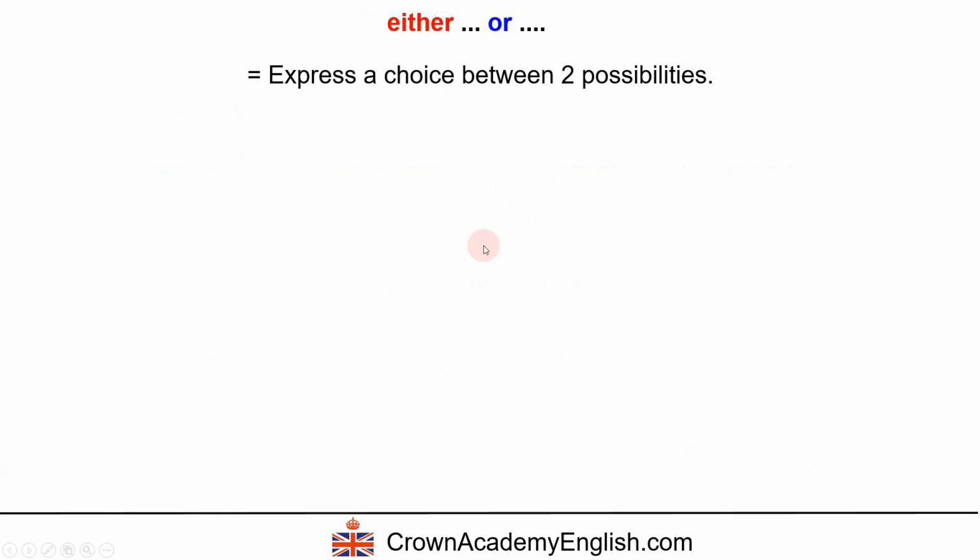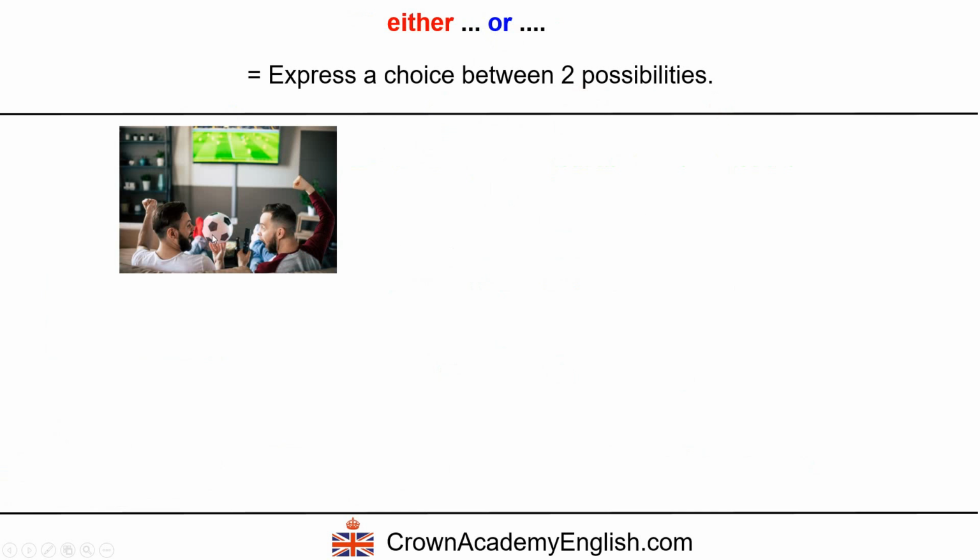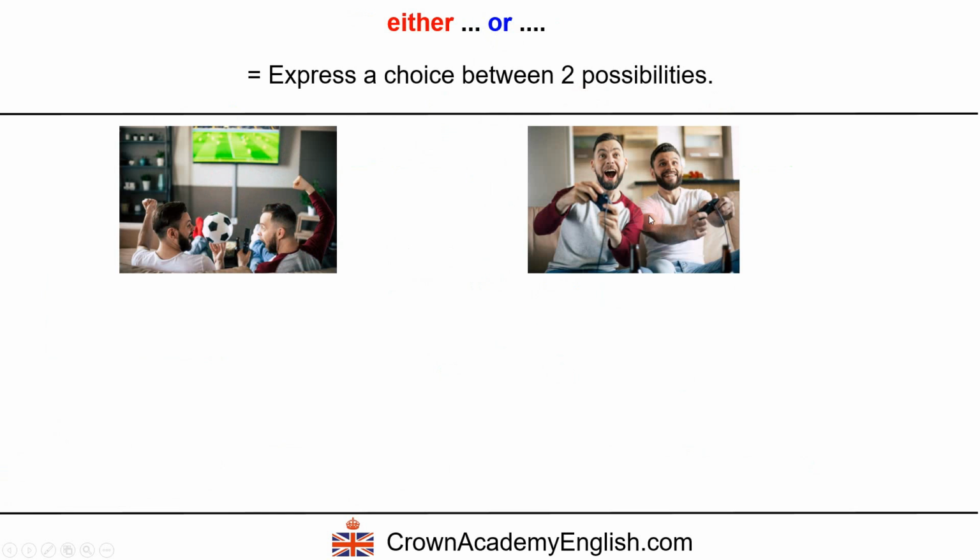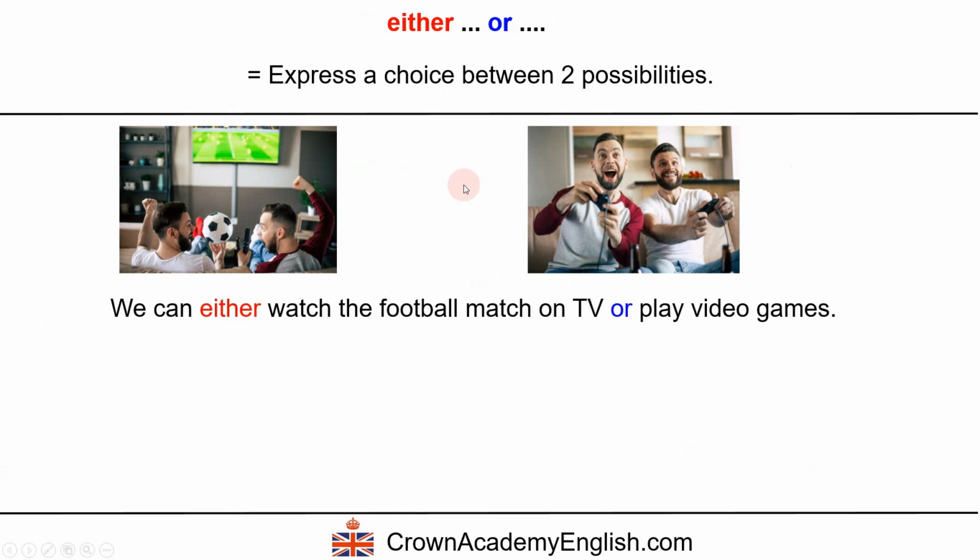Either or. We use this to express a choice between 2 possibilities. So here are 2 friends watching football on television, and here are the same friends playing video games. So they are saying we can either watch the football match on TV or play video games. So we can either do this or do this. Okay, so either or. It's a choice between 2 possibilities.